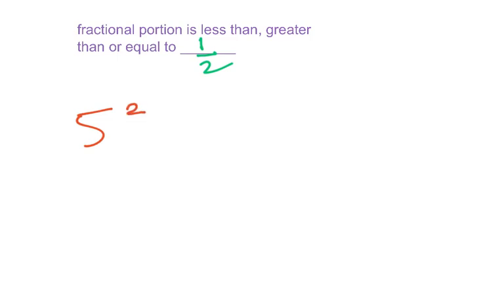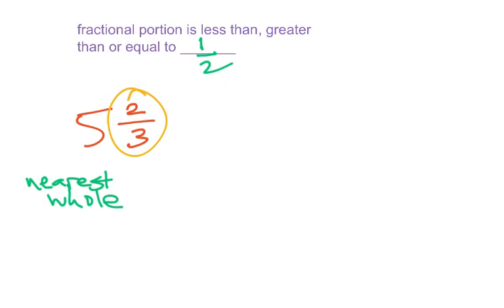So let's take this. Let's say we have 5 and 2/3. And what I want to do is we're going to round to the nearest whole, right? Let's write that in. We're going to round to the nearest whole number. I want to focus on that fraction. Is 2/3 less than, greater than, or equal to 1/2?